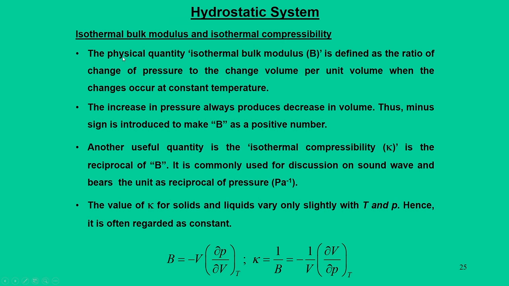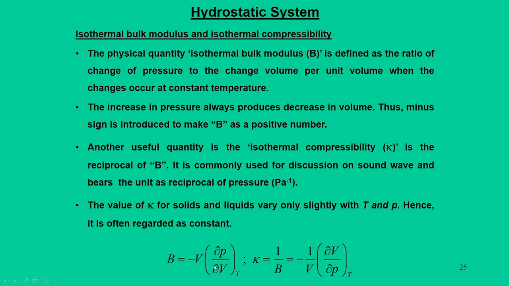The other properties that we are going to discuss are the isothermal bulk modulus and the isothermal compressibility. The first quantity, the isothermal bulk modulus B, is defined as the ratio of the change in pressure to the change in volume per unit volume when the change occurs at constant temperature. Mathematically, B is equal to minus V into (∂P/∂V) at constant temperature. Here you can see that pressure and volume have an inverse relation, that means an increase in pressure will lead to a decrease in volume and vice versa. So, in order to make B a positive number, a negative sign is introduced here.